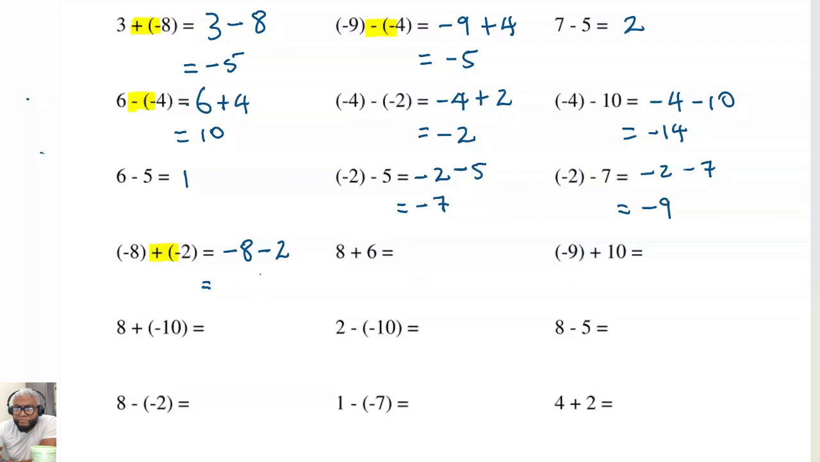Since the two signs are the same, you're adding. Right, so this will be 10. And the 8 is the largest number, so you're using negative 10. Right. And 8 plus 6 will give me 14. Next one here, Torrington.